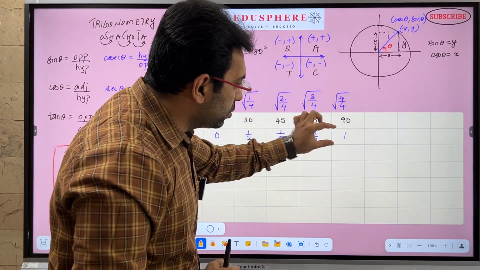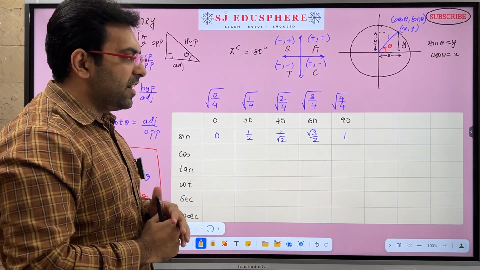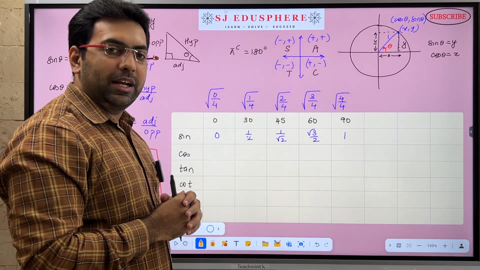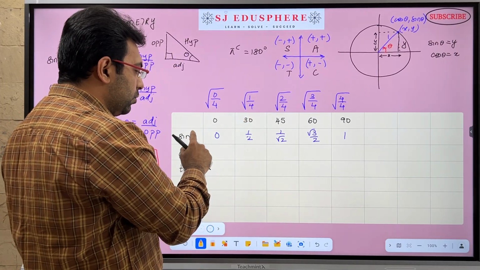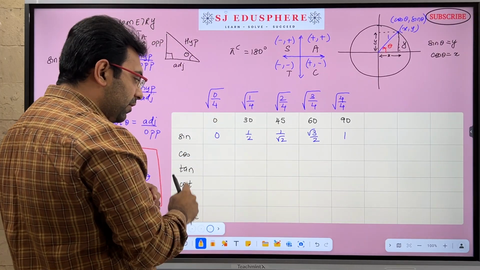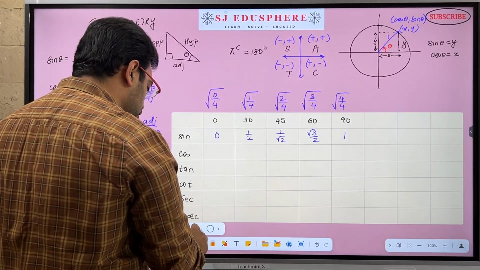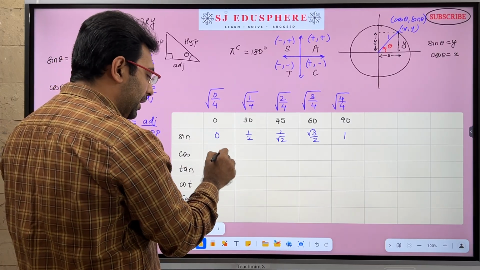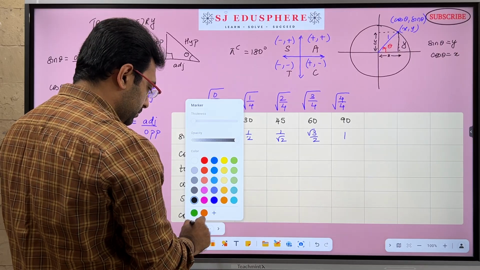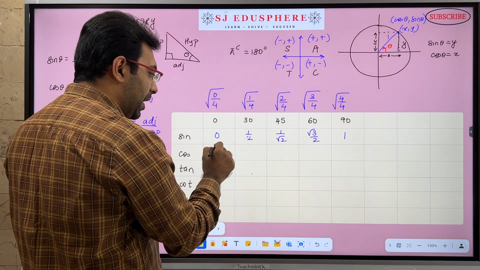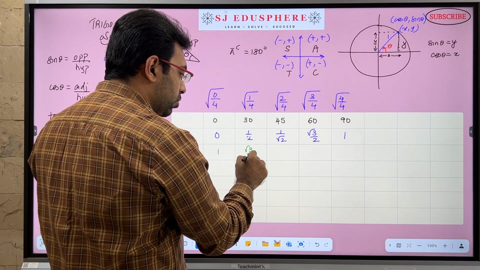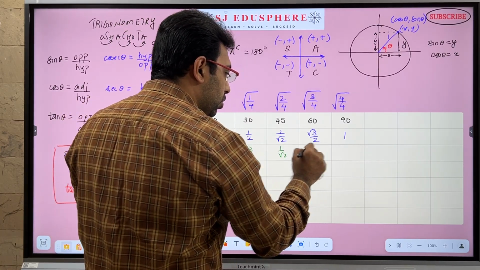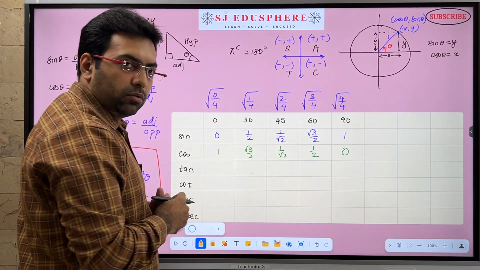Well, if you know these values, students, you can derive the entire table. So do not learn by heart, understand how we are going ahead with that. Whatever values you've got for sine, the reverse will give you for cos. So my cos value is typically the reverse of it, which over here will become 1, root 3 by 2, 1 by root 2, 1 upon 2 and 0.